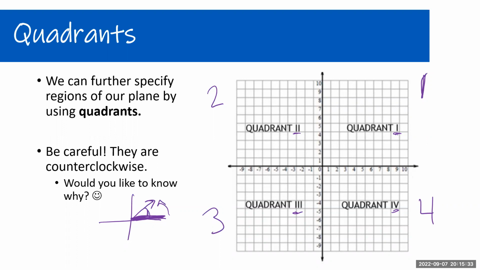Now, some of you may have also noticed or known from a previous class that in quadrant 1, X is positive, Y is positive. In quadrant 2, X is negative, but Y is still positive. Quadrant 3, they're both negative. In quadrant 4, X is positive, Y is negative. You can easily figure that out by finding some test points, but some of you may have remembered that from a previous class.